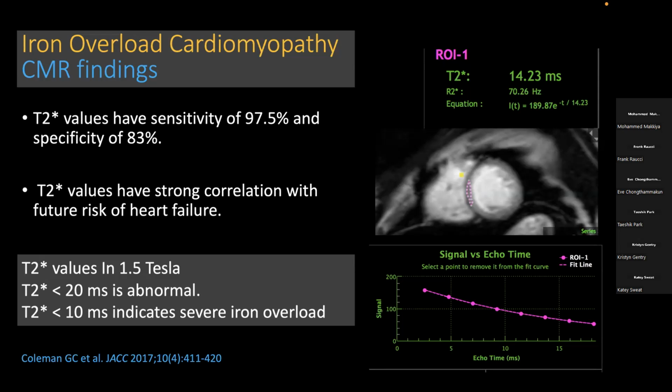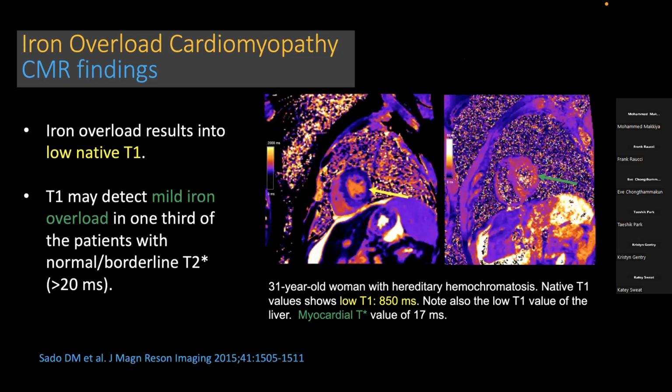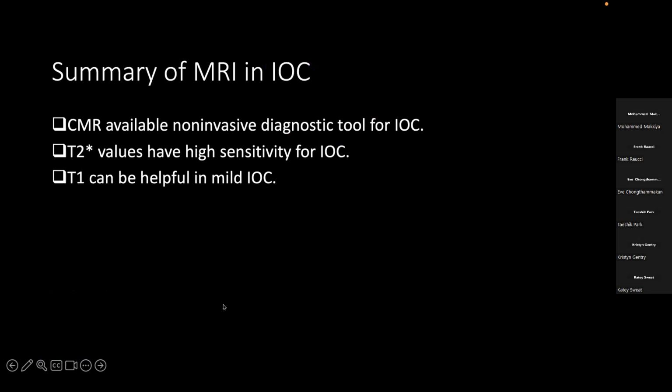The T2 star values correlate with the risk of heart failure. The lower the T2 star values, the more severe the disease and the risk of heart failure. Another characteristic imaging feature is low native T1 values. The iron causes low native T1 values, and this is very helpful in patients with borderline values. Like if the T2 star is 19 or 21, you're not sure, you can look at the native T1 values. If it's low, it will be very characteristic in those patients and diagnostic.